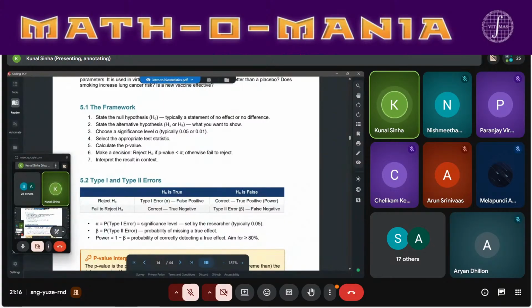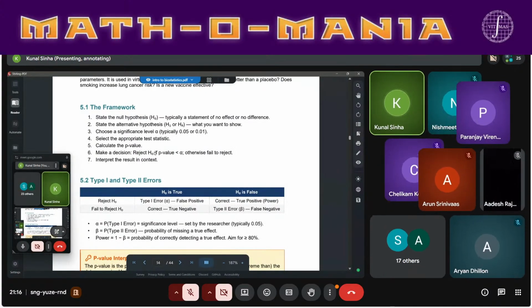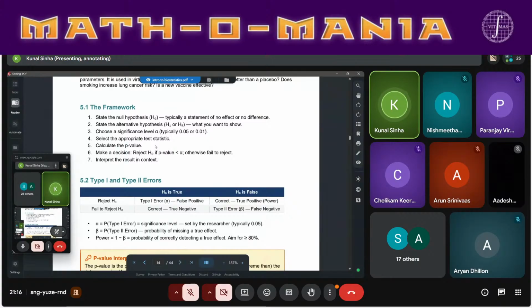Basically, what this means is, suppose there is an alpha percent chance that H naught is true, right? There is at least an alpha percent chance that H naught is true. Now, in at least 5% of the cases, H naught will be true if alpha is 0.05. What this means for us is, it is not possible for us to statistically get the correct answer every time. And that is what this basically means.